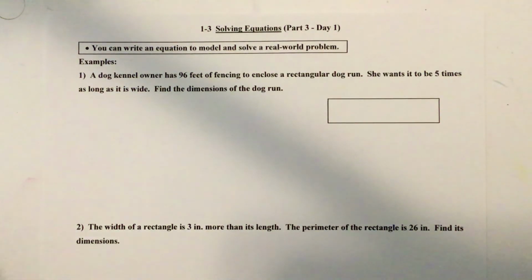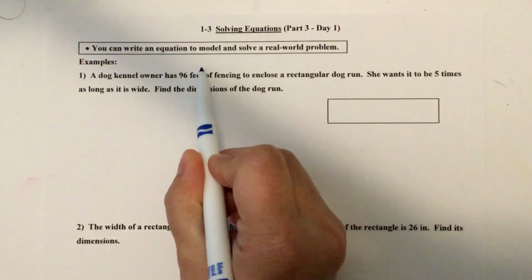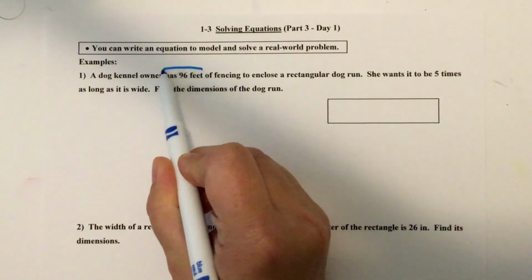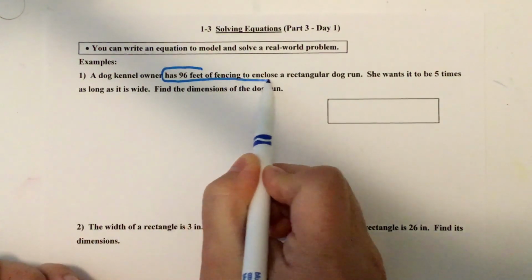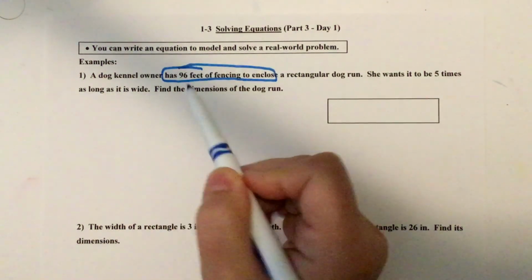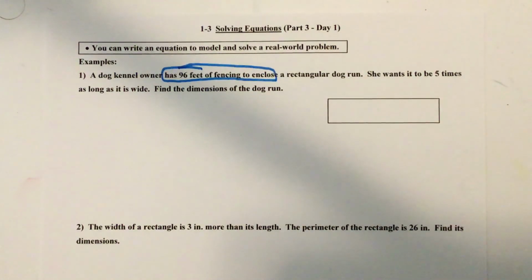Number 1. A dog kennel owner has 96 feet of fencing to enclose a rectangular dog run. She wants it to be 5 times as long as it is wide. Find the dimensions of the dog run. Okay, so when it tells us this information here, that she has 96 feet of fencing to enclose the rectangular dog run, do you think that's talking about perimeter or area?